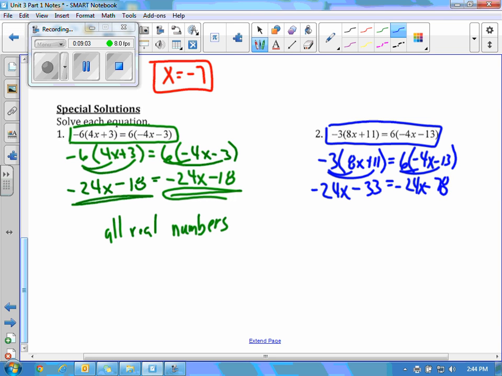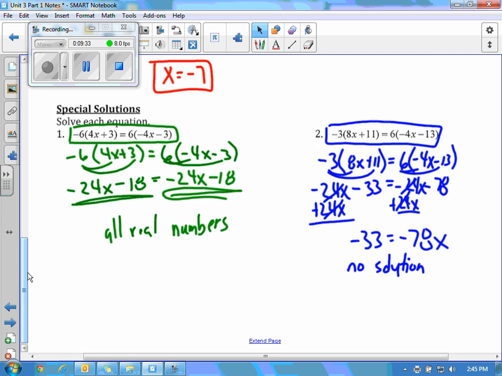Now, if you look, I don't have the same thing on both sides, so I need to go ahead and keep going. I want to move all the x's to one side, so I want to move them over to the left. To do that, I need to add 24x to both sides. But as you'll notice, on both sides, that's going to cancel out. So I'm left with -33 equals -78, which is not a true statement. So if I get to this point, I know that I have no solution. That means there's not anything I could plug in where this would actually work out.